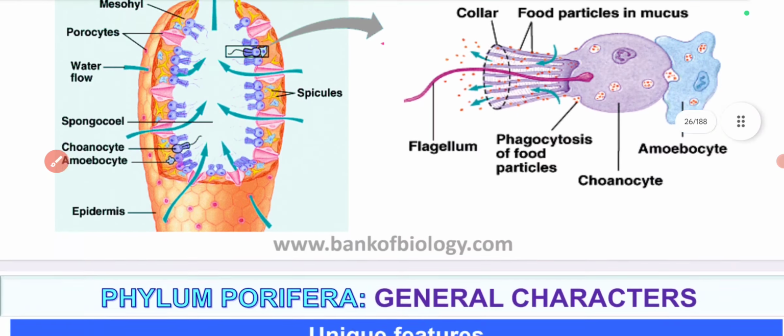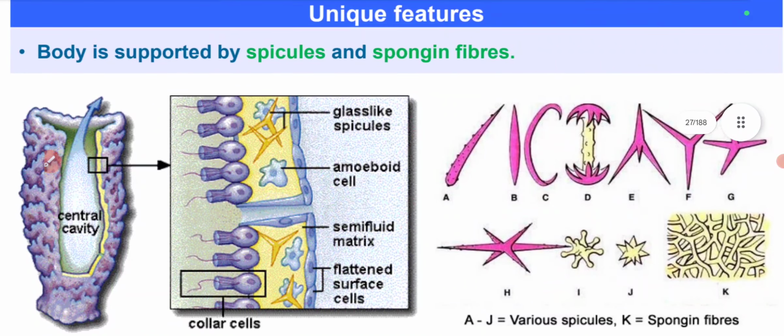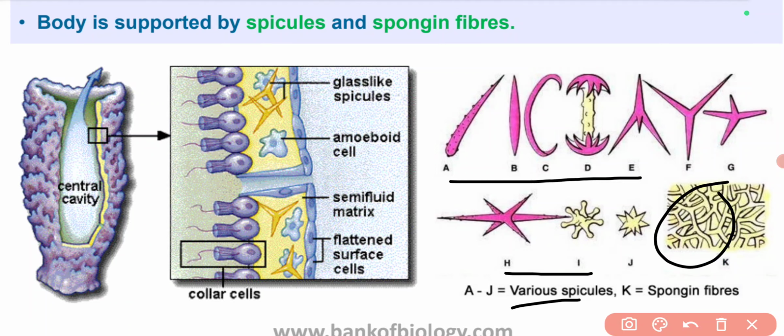Next, the body is supported by spicules and spongin fibers. Since they have to attach to a hard surface, these spicules and spongin fibers help to attach the body to that surface. You can see A to J are the various spicules, the different types of spicules, and these are the spongin fibers present. This is the cavity, and this is the zoomed portion of the structure of the sponges.